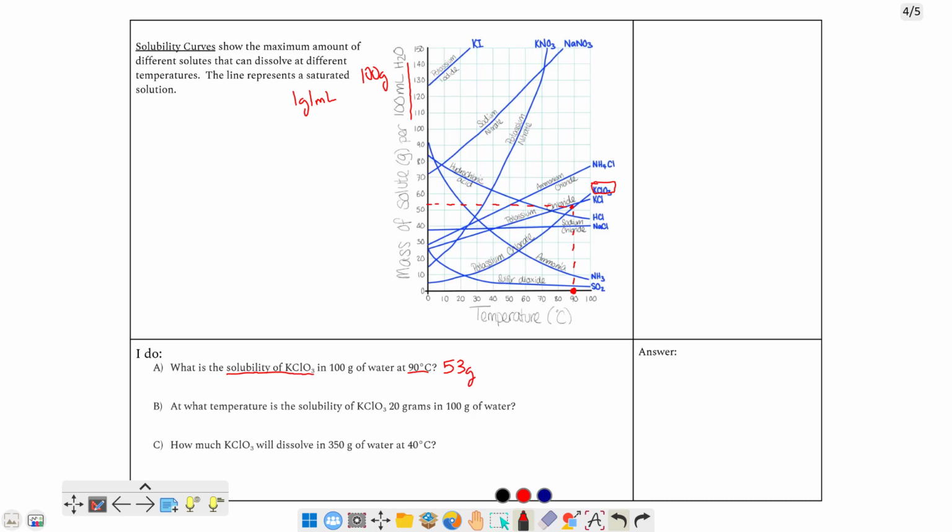Now for B, at what temperature is the solubility of KClO3 20 grams in 100 grams of water? Well, let me clean up my graph.